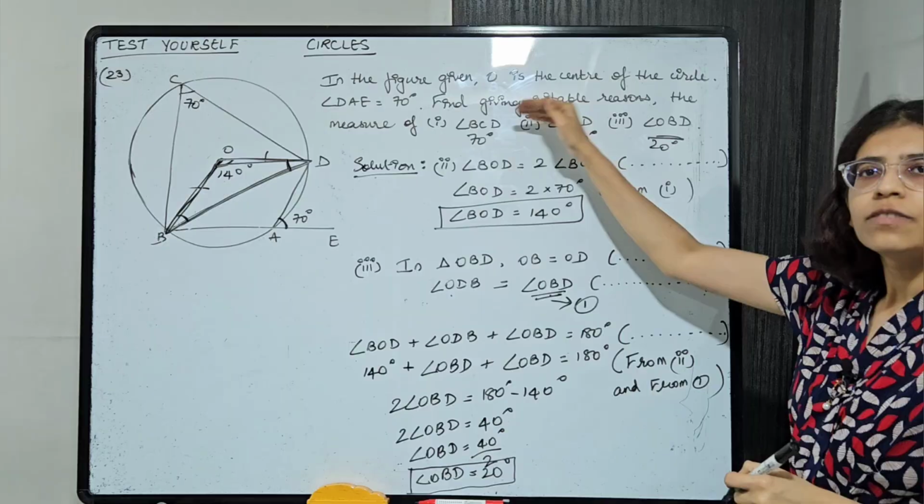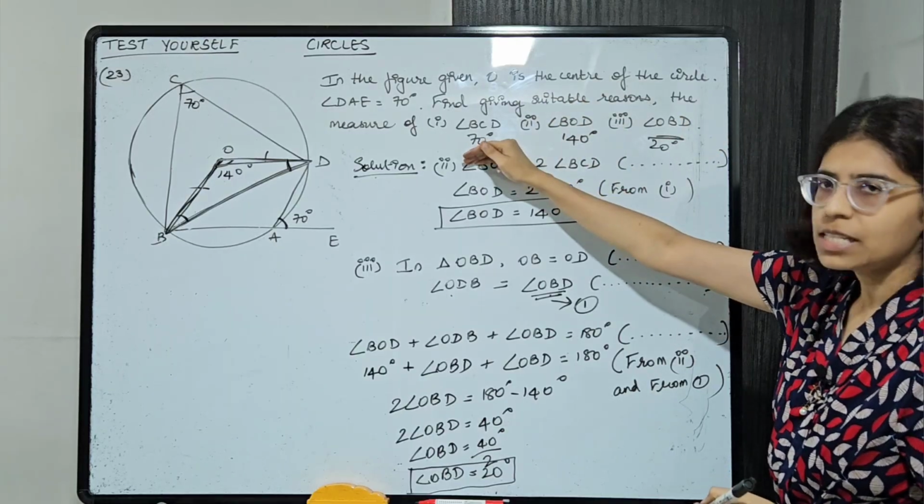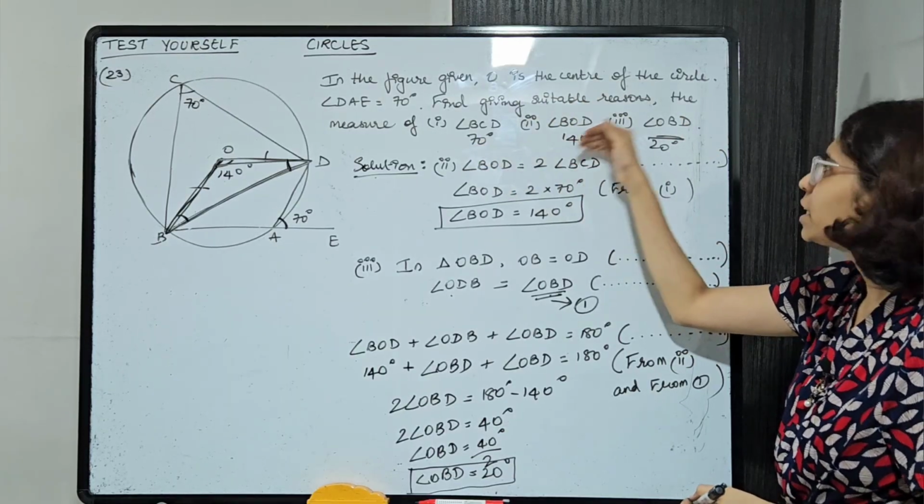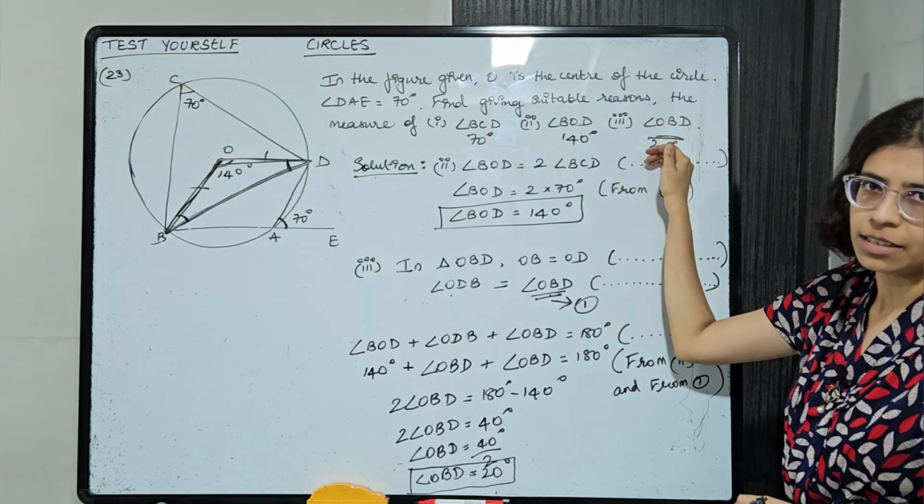At the end, write down the value of all the angles. Angle BCD is equal to 70, BOD is equal to 140, angle OBD is equal to 20 degree. ठीक है.